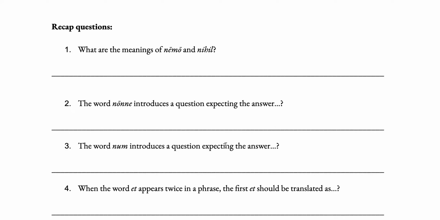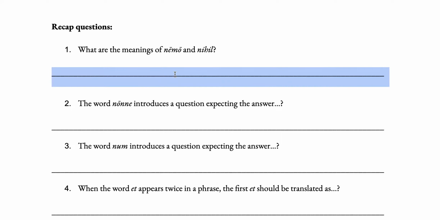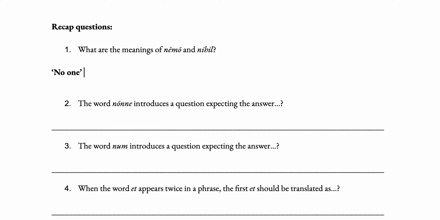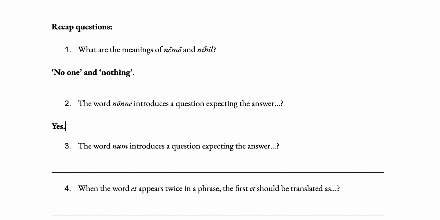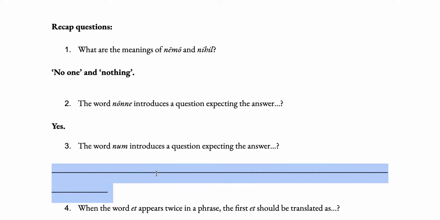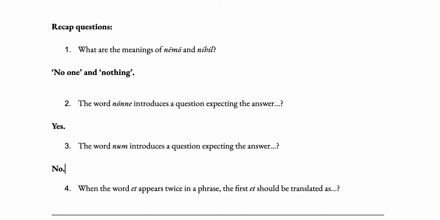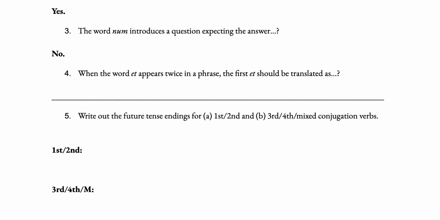Okay, and then some recap questions. What are the meanings of nemo and nihil? Okay, nemo means no one, and nihil means nothing. The word nonne introduces a question expecting the answer yes. That's why you can translate it as surely. Then the word num introduces a question expecting the answer no, which is why you can translate it surely not. Surely something will not happen. When the word et appears twice in a phrase, the first et should be translated as both. So et and then et means both and then and.